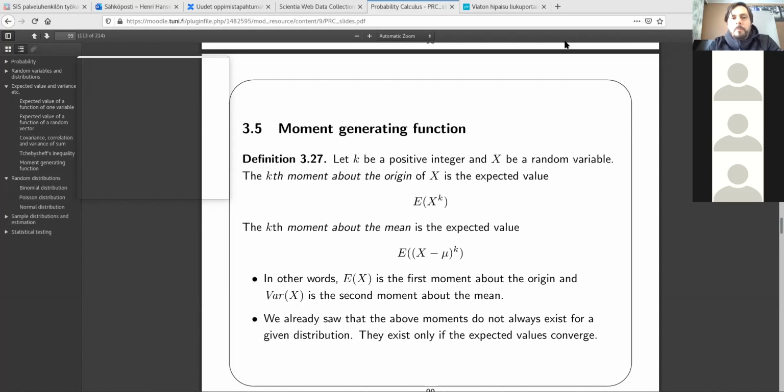I'm going to skip most of this section 3.5 where we talk about moment generating functions. These are probability theory that is highly fascinating. These are generalizations of two things.